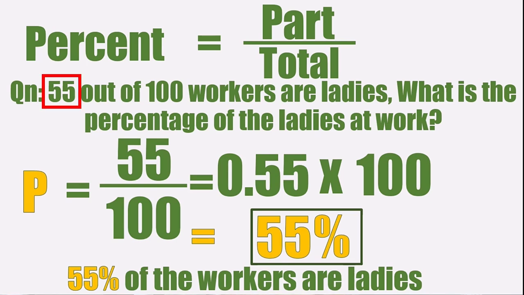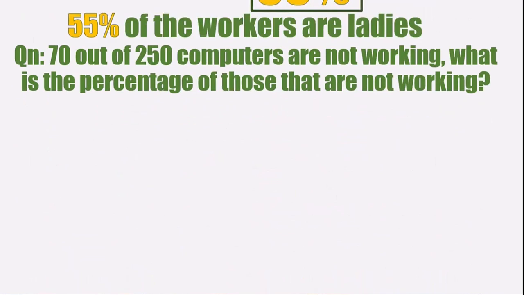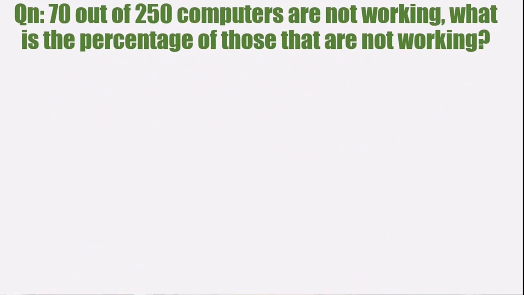Now, since the number here is 55 and also the percent is 55, this example may not be a good example for us to understand percentage. So let's see one more example. This is now our second example. The question is saying 70 out of the 250 computers are not working. What is the percentage of those that are not working?